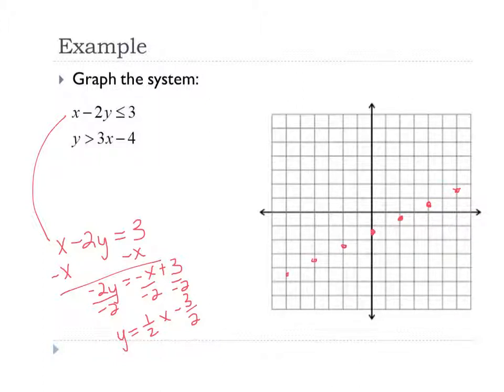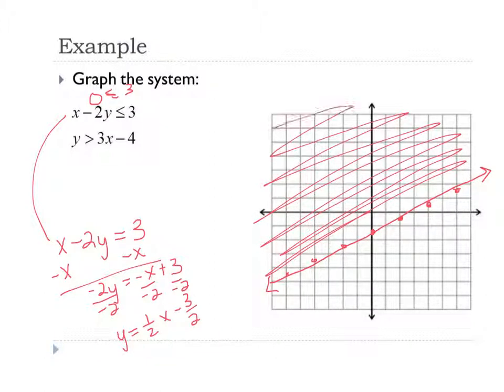This is going to be a solid line, so we're just going to go ahead and draw in our line. And we want to shade. Our shading, if we pick a test point like 0, 0, if you plug that in, you're going to get 0 is less than or equal to 3, which is true. So I'm going to shade everything above that line. So there's one inequality completely graphed.